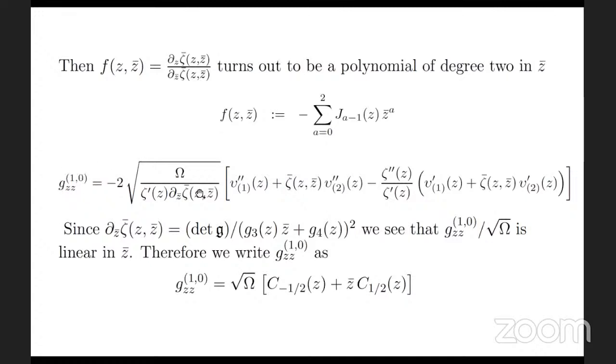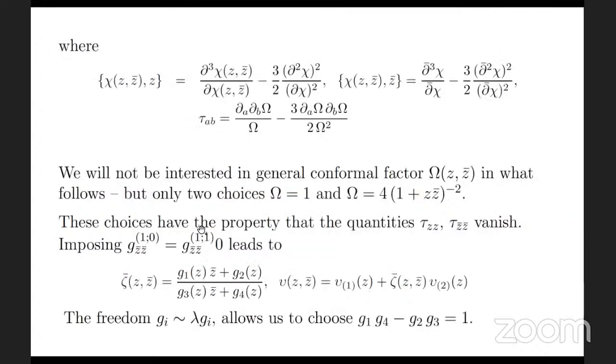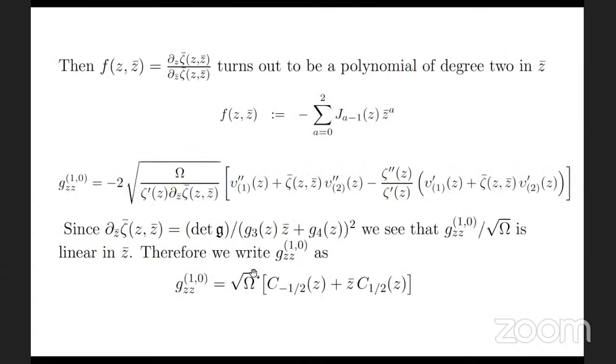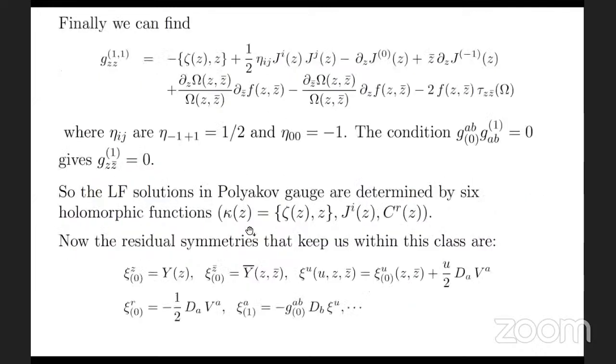And gzz10 will also take a complicated looking expression. But as soon as you substitute zeta bar of this form, it again becomes linear in z bar up to the omega factor, which we have fixed to be the one or the other thing. So the result is that so far f, the boundary component of the metric, is quadratic in z bar, or this particular one, gzz10, is linear in z bar. And then gzz11, the u-dependent component, can also be worked out, and it takes some particular form. Okay, so let me speed up a bit.